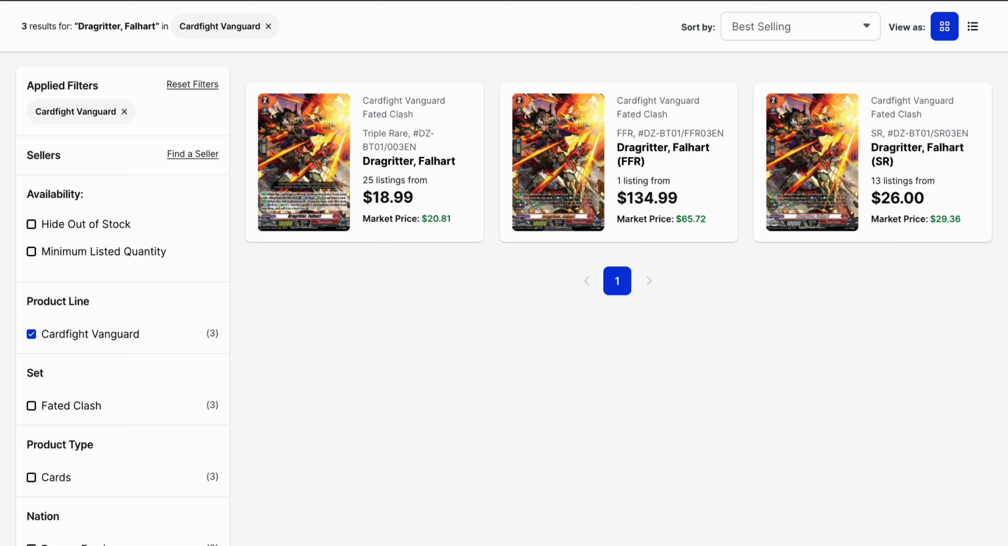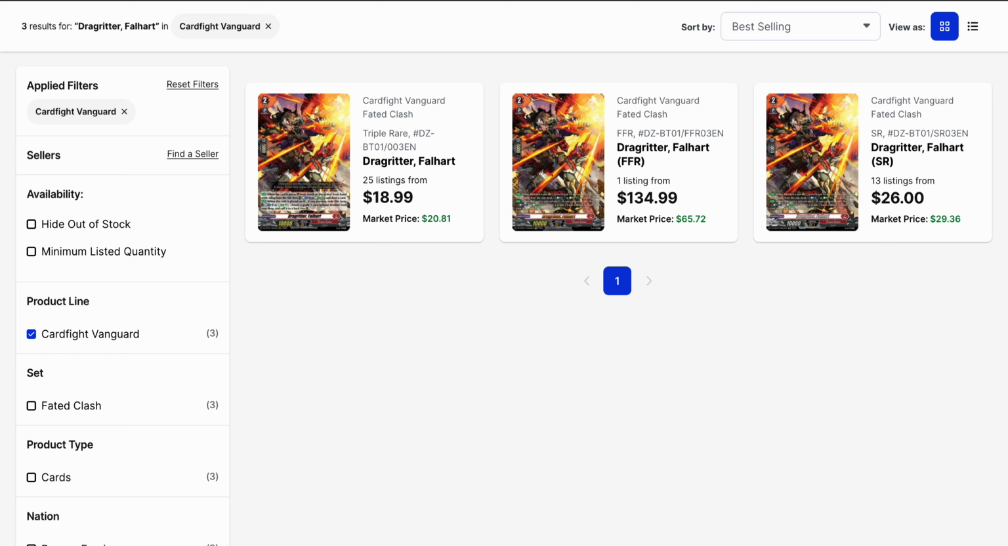Drag Raider Fallheart, which is the energy cycler for Dragon Empire. Wanted to note that the FFR was down to one listing at $135, which is way higher than its current market price. And then when it comes to the Silver Rare and the regular ones, both of them are currently under their market prices. The Silver Rare is $26 to start, while the Triple Rare is currently $19 to start.